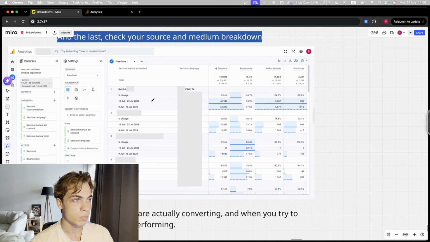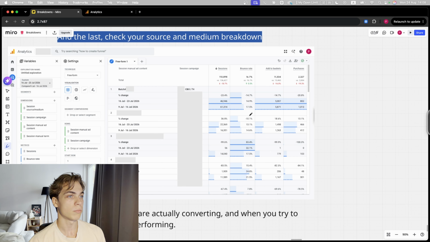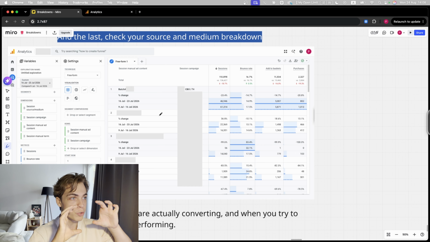So you can see how it's performing now and how it used to perform. You can see that this ad is starting to underperform, right? And you can see more specific data about it: add to carts, purchases, bounce rates, and all of those things. You can compare the averages to your other ads, and you have this whole picture in one frame, right?